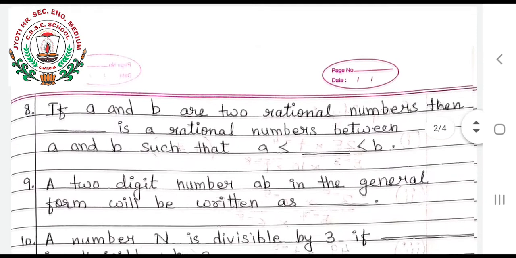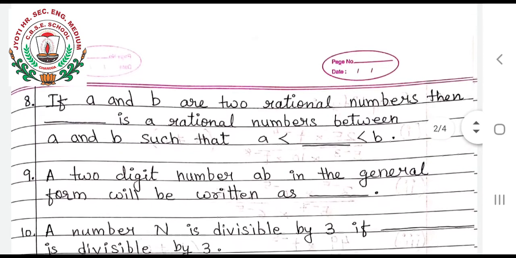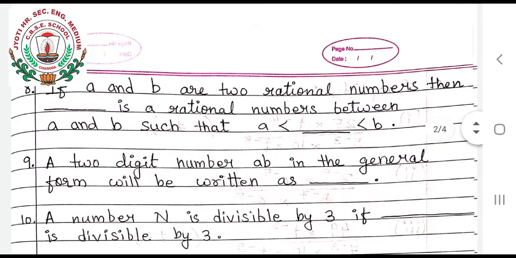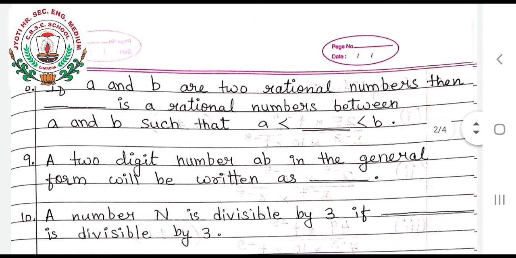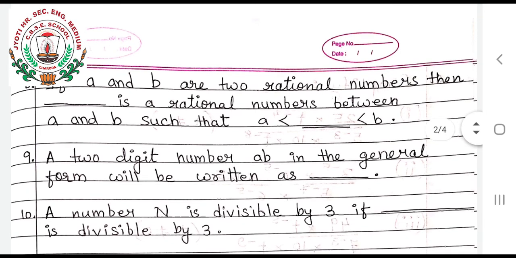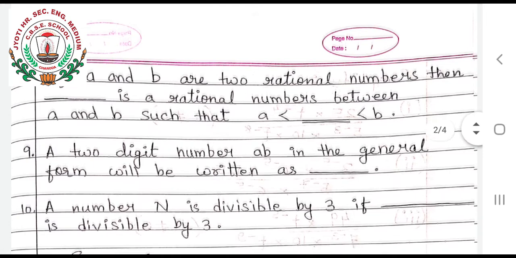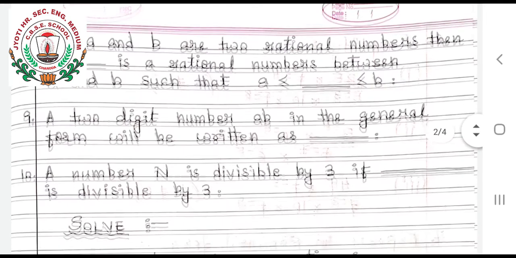Then a number n is divisible by 3 by which property, you have to just write down, meaning the sum of the digits you have to find out, that you have to go through.